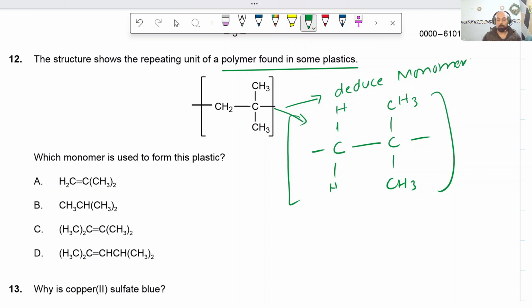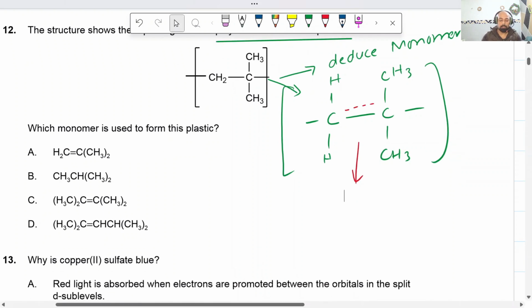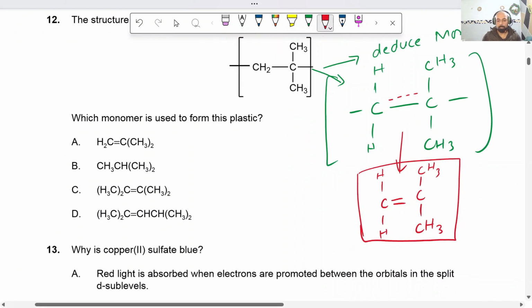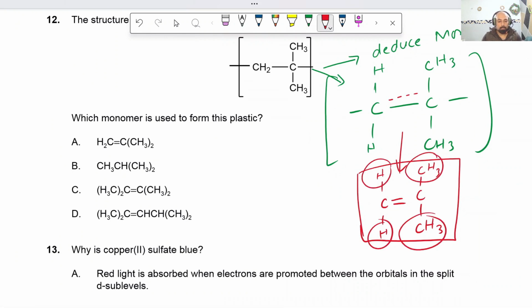Now, if this is a polymer, what will be the monomer? For the monomer, you need to create a double bond over here at this position, and you have to satisfy the valency of carbon. So when we draw the monomer, we create the double bond over here and satisfy the valency of carbon. So this right there is your monomer. The most appropriate option has two methyl groups and two hydrogens. So A is the right option.